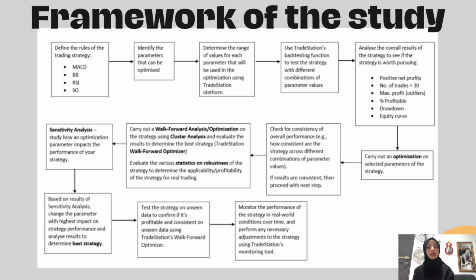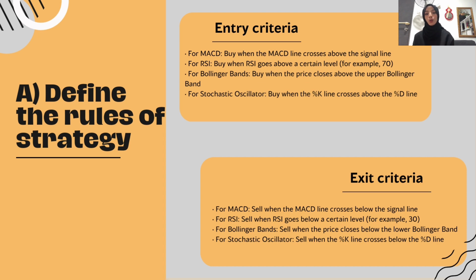The framework of research includes a few steps. First, define the rules of the strategy, where the entry criterion for MACD is to buy when the MACD line crosses above the signal line. For RSI, buy when RSI goes above a certain level, for example 70. For Bollinger Bands, buy when the price closes above the upper Bollinger Band. And for the stochastic oscillator, buy when the percentage K line crosses above the percentage D line.